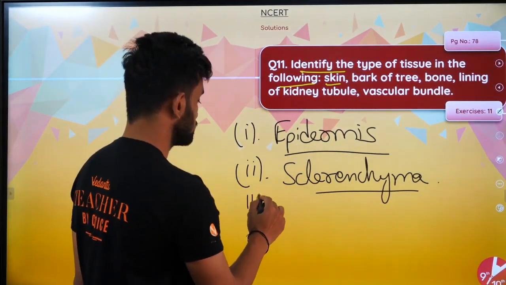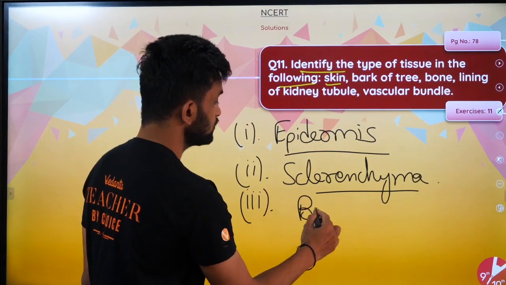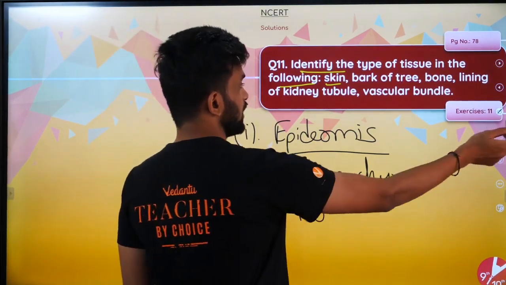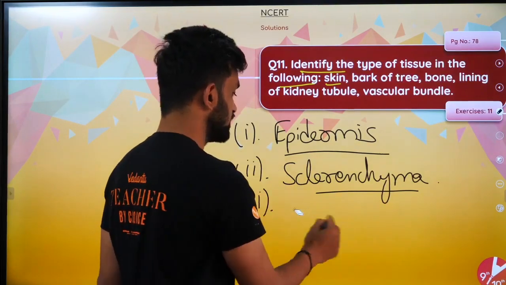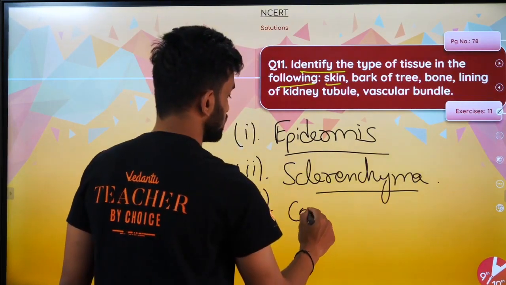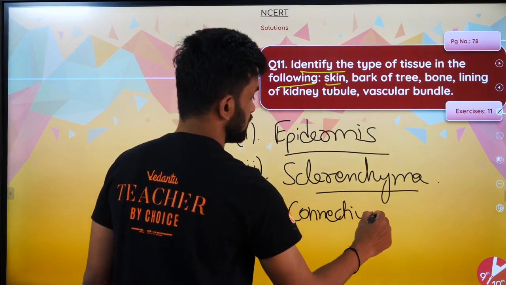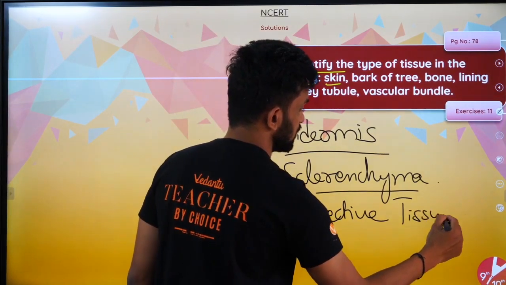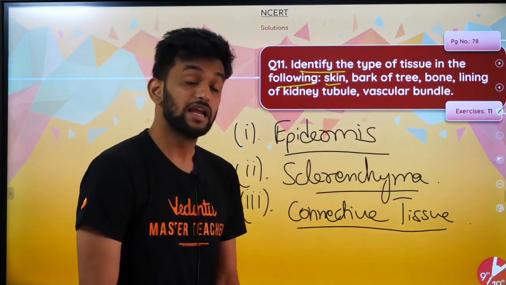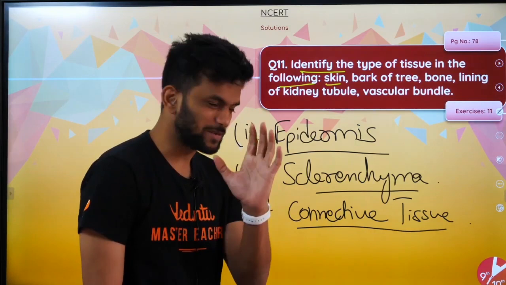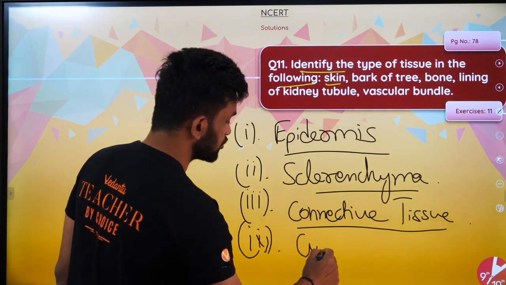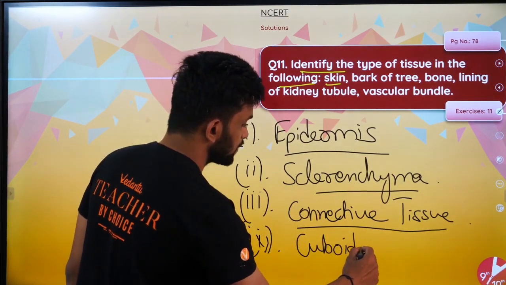Then bone. What is the type of tissue in the bone? Connective tissue. The bone tissue itself is there, but we can write here connective tissue. Then the lining of the kidney tubules. It is a very specific question. We can write epithelium, but what I would suggest is to write cuboidal epithelium, because we know that cuboidal epithelium is present there.